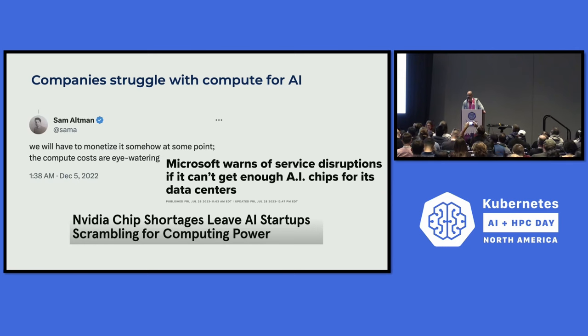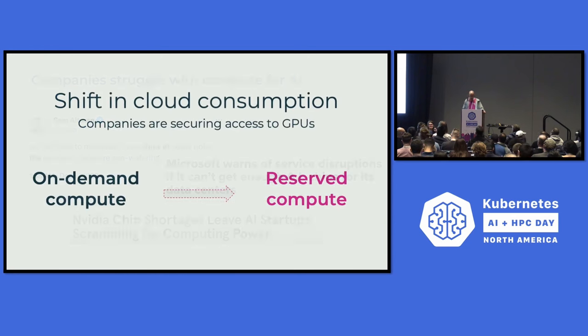Sometimes you'll go into your cloud provider and you won't find a GPU to spin up for days. When it comes to high-end GPUs, H100, you can wait for days until you get access to one GPU. That's crazy. So access to compute is a big problem. And what we're seeing right now is a shift in how companies are consuming cloud resources. Companies are securing for themselves access to GPUs, to AI compute. There is a shift from spinning up resources on demand whenever you need them to reserving more and more instances, more and more GPUs, reserving blocks of GPUs and having a capacity for your own use.